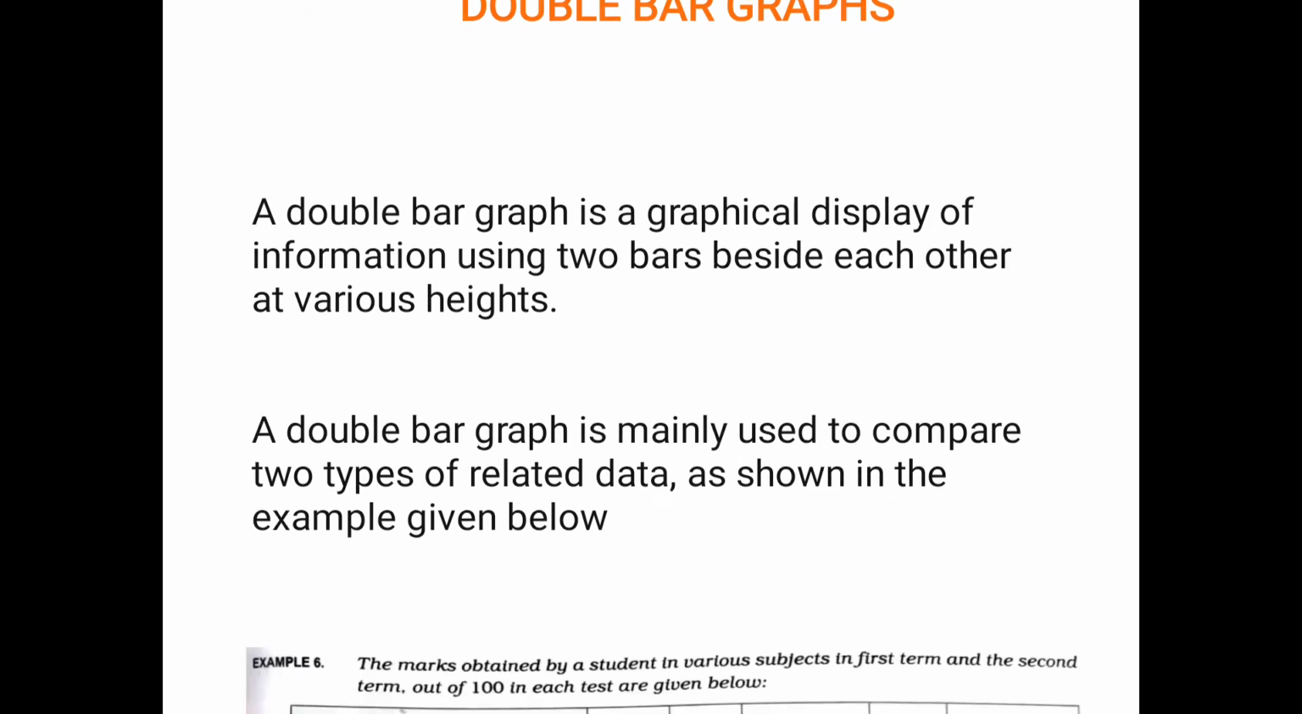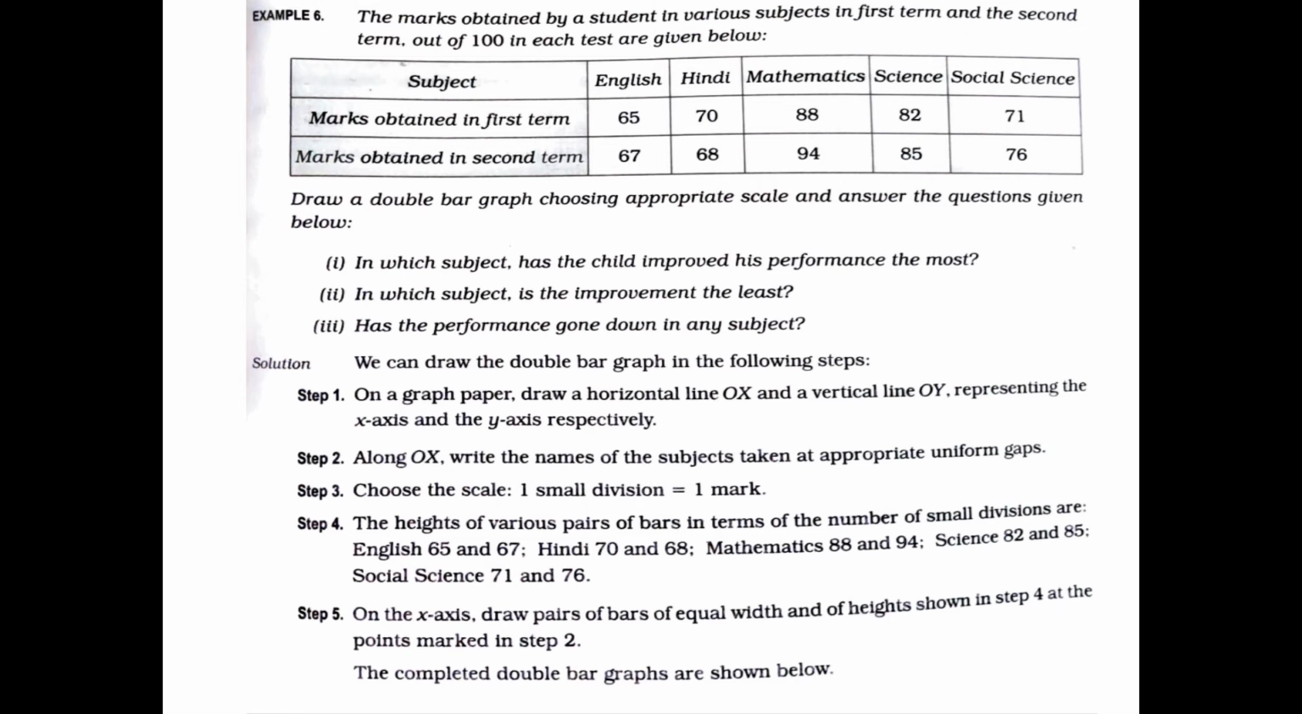Okay, we'll see the next slide. This is the question: the marks obtained by a student in various subjects in the first term and the second term, out of 100 in each test, are given below. Subjects: English, Hindi, Mathematics, Science, Social Science. Marks obtained in the first term, marks obtained in the second term. In the first term he got fewer marks compared to the second term.